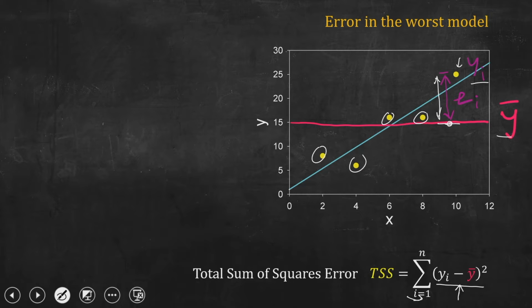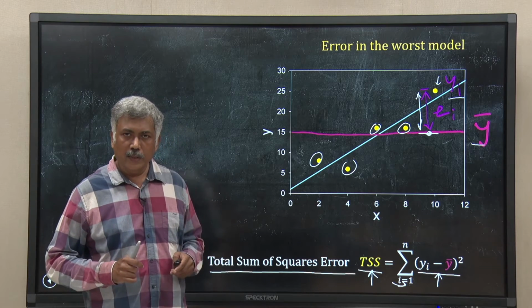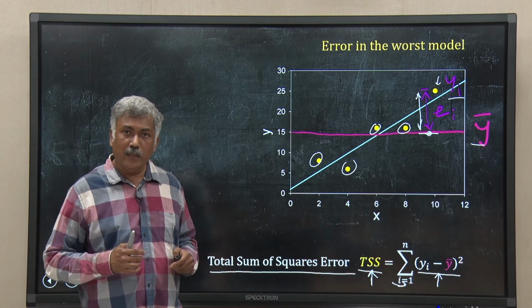This summed error, that is the total error in the model in this case, is called TSS in mathematical or statistical literature, that is, total sum of squares error. So, this is my error in my Coarse model. What is the error in my linear model that I have used for linear regression?